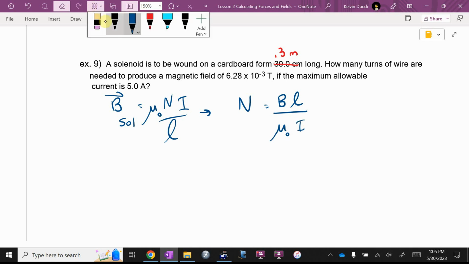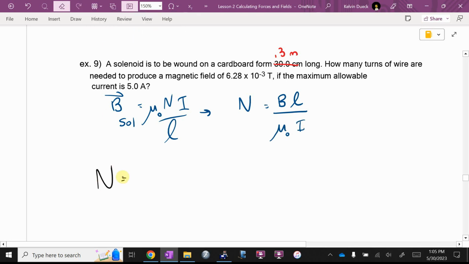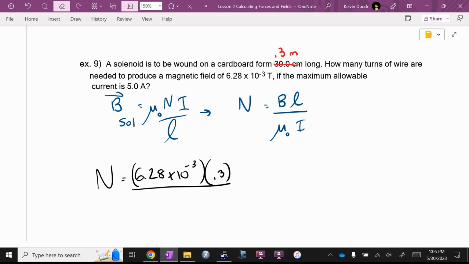Okay. N is going to be 6.28 times 10 to the negative 3, L 0.3, mu naught 4 pi times 10 to the negative 7, I 5. Let me know what you get, Eliane.